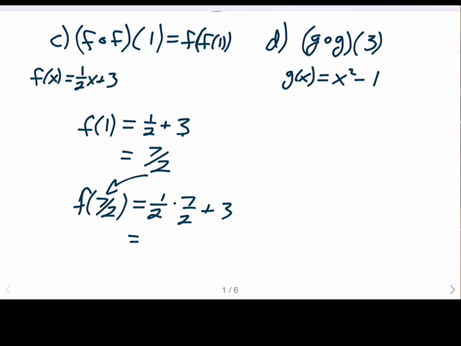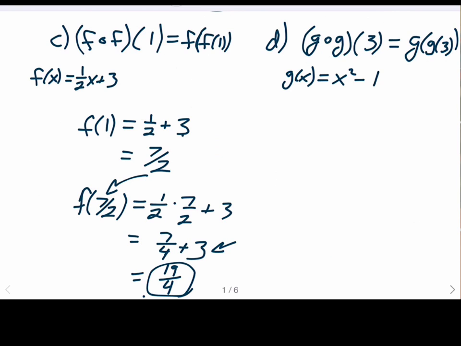I don't like it any more than you do. 7/4 plus 3. And again, 7/4 plus, I'm thinking of 3 as 12/4. It's going to give me 19/4. Finally, why don't you do g of g of 3, like pause the video. Okay. So g composed with g of 3 is g of g of 3, which means we're going to put 3 inside of g.